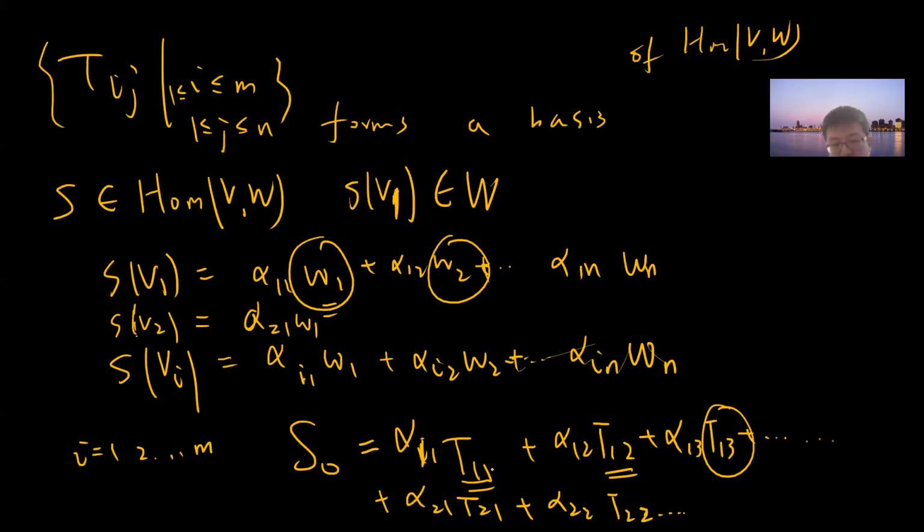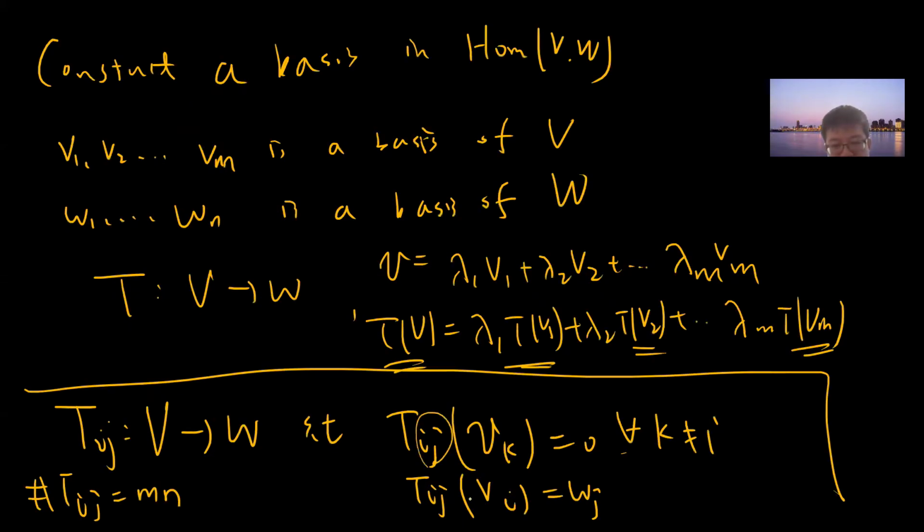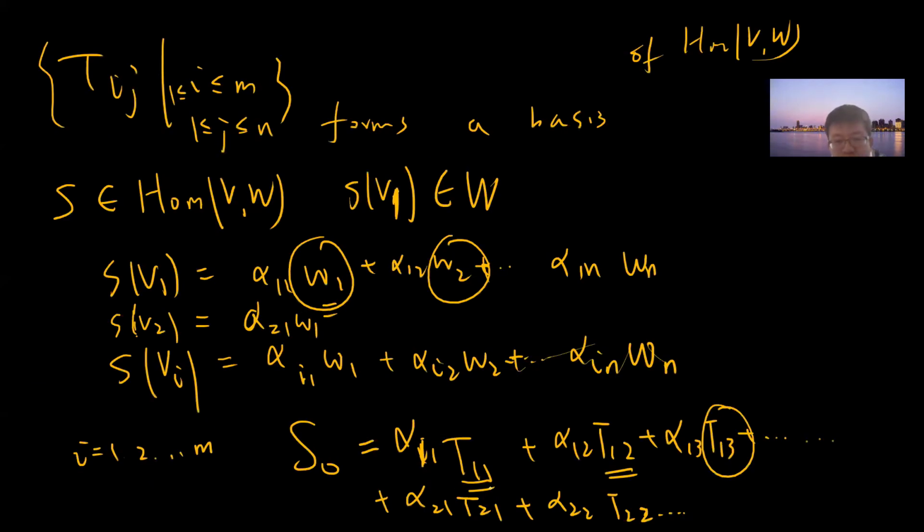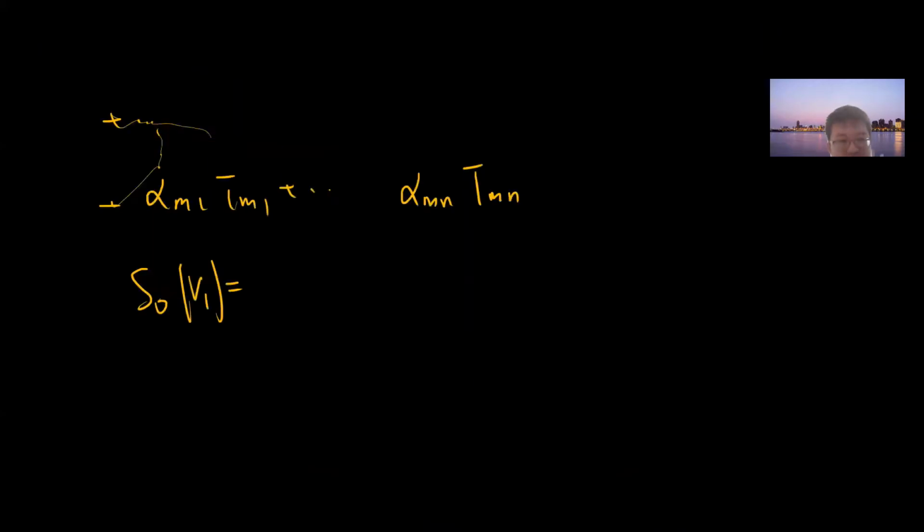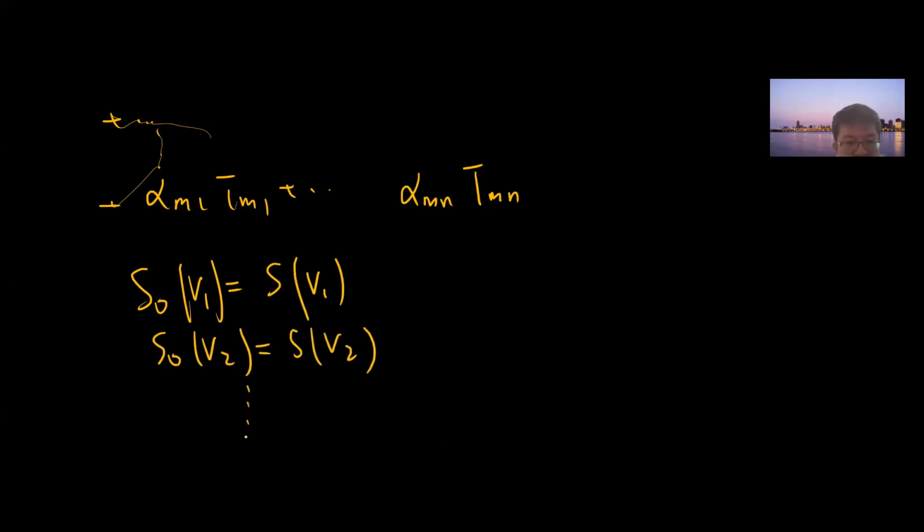this T11 only survives when T1 acts on V1, because this Tij only survives when it maps to Vij. So by this construction, you can see that S0 V1 is the same as SV1, S0 V2 is the same as SV2, and S0 VM is the same as SVM. Which means that S is just S0.